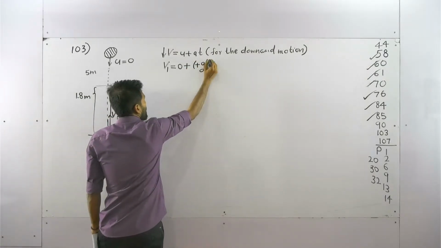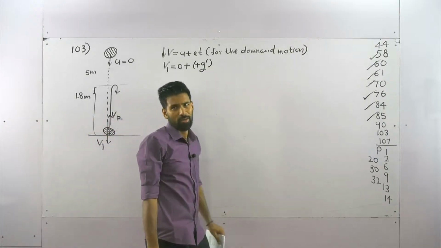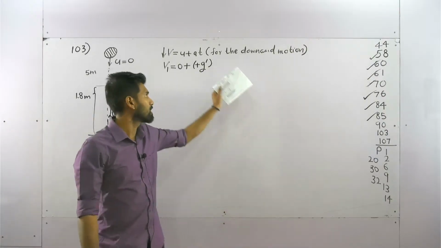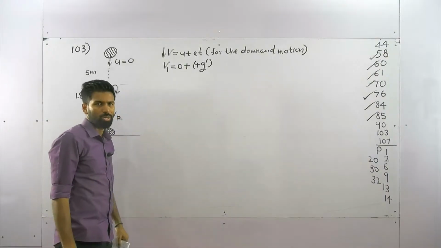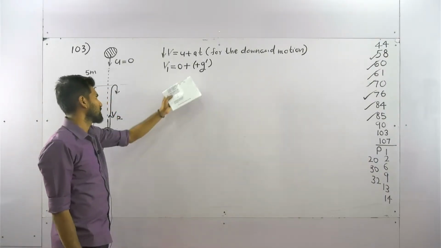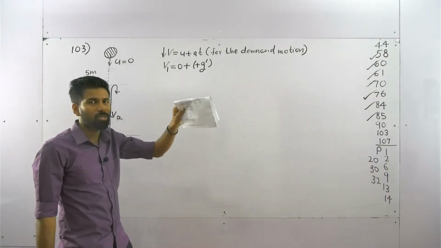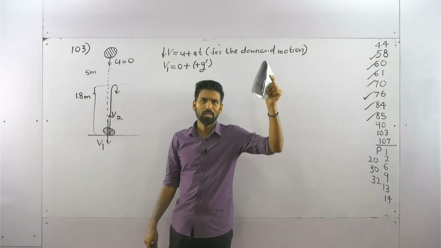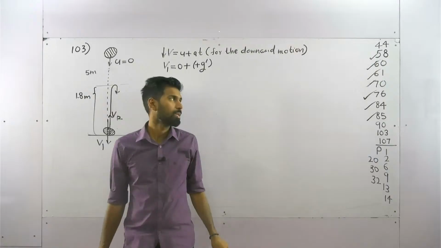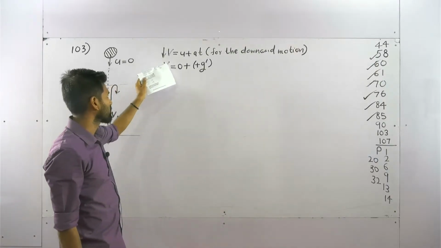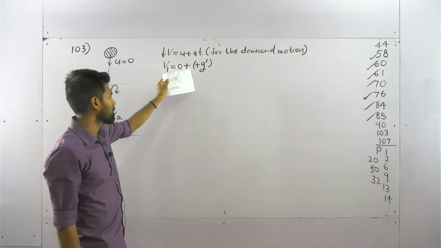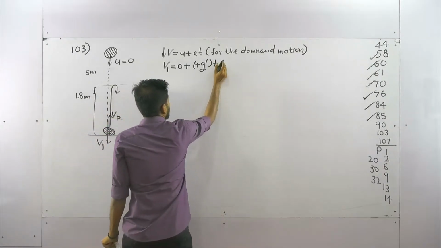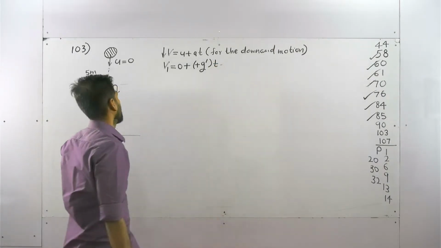I'm saying it g dash because this is not on earth, so I don't know the value for g. It's not 10, just the symbol g dash. Anyway, according to the sign convention, it's plus g dash. Why? From the beginning, the object comes towards the ground. So the final velocity v1 is equal to 0 plus g dash into time t, since it's dropped and the initial velocity is 0.